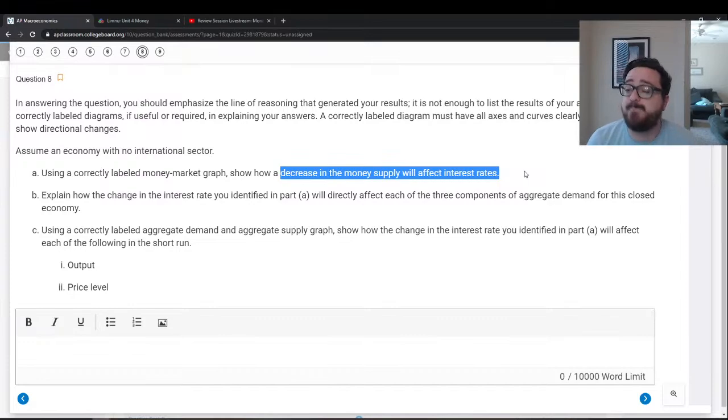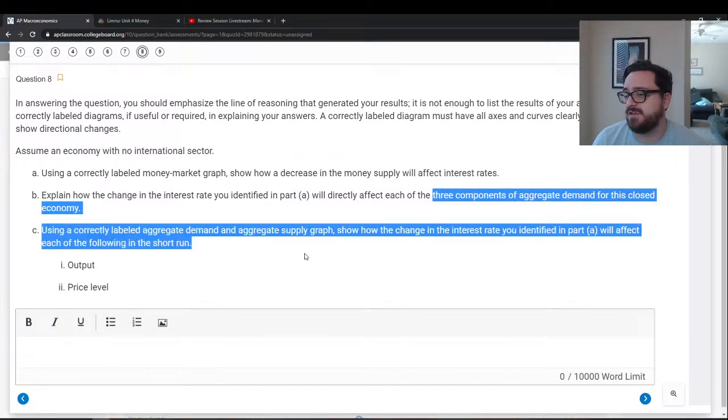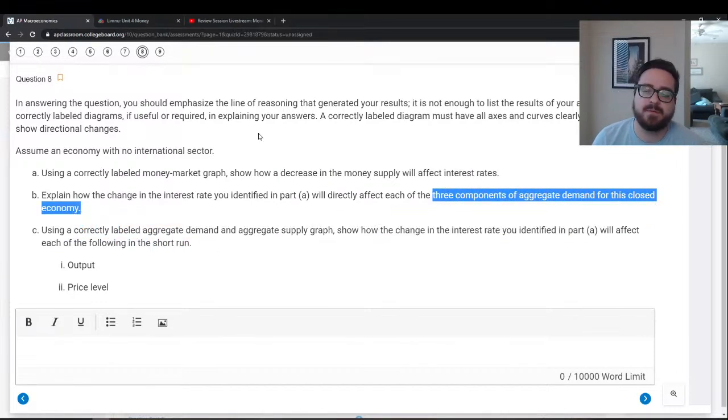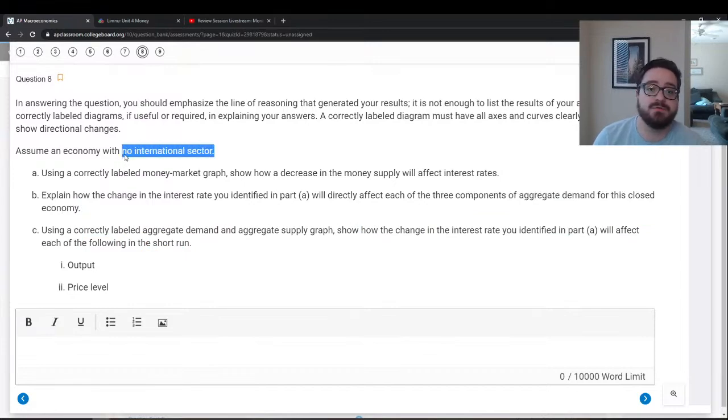Okay, B, explain how the change in interest rate identified in part A, which is that interest rate went up, will directly affect each of the 3 components of aggregate demand for this closed economy. The closed economy part is because of this. They are closed in that they do not engage with trade with anybody else. And it says 3 components of aggregate demand. That's weird. We usually have 4. What are they talking about?